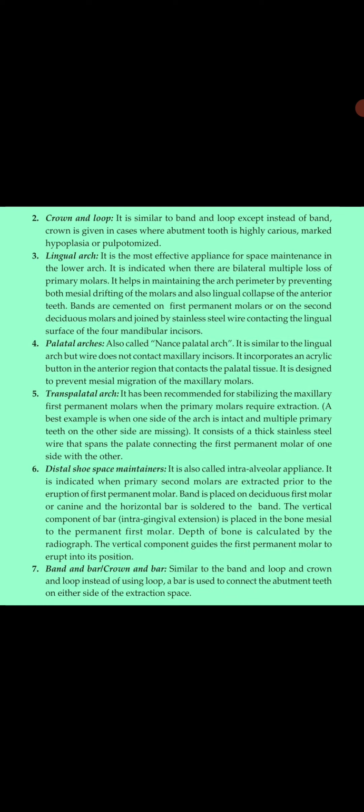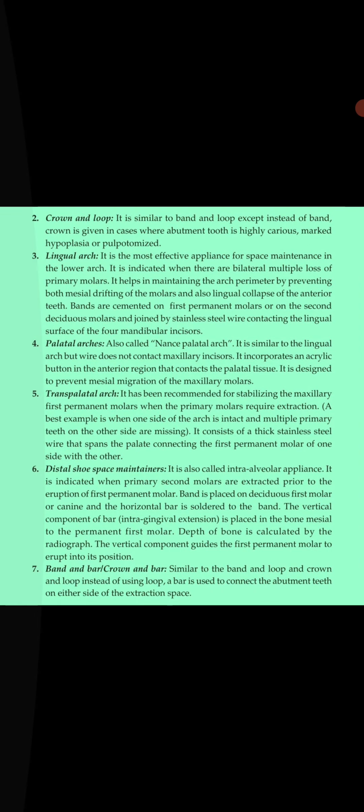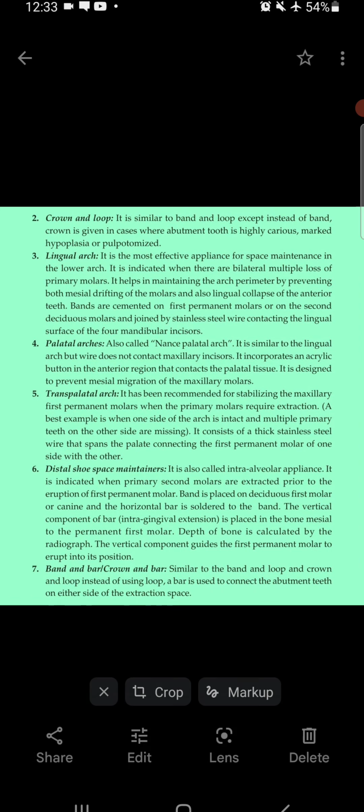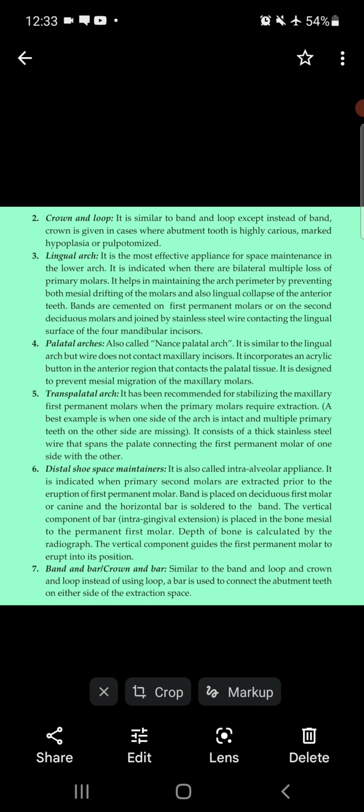Seventh is the bend and bar or crown and bar. Similar to the bend and loop and crown and loop, instead of using a loop, a bar is used to connect the abutment teeth on either side of the extraction space. This is all about space maintainers, which is important in ortho as well as for community dentistry.